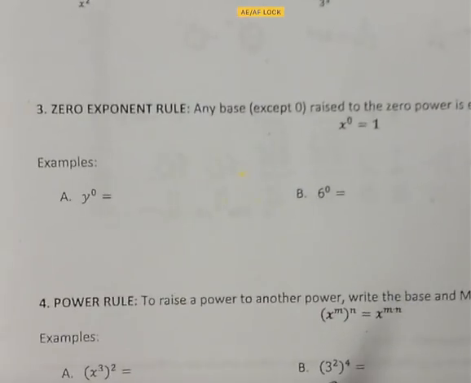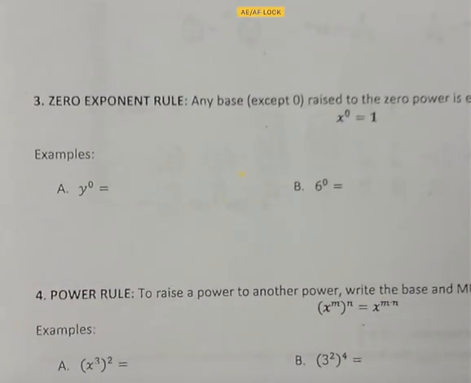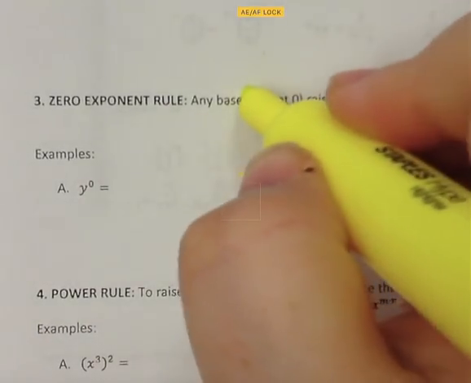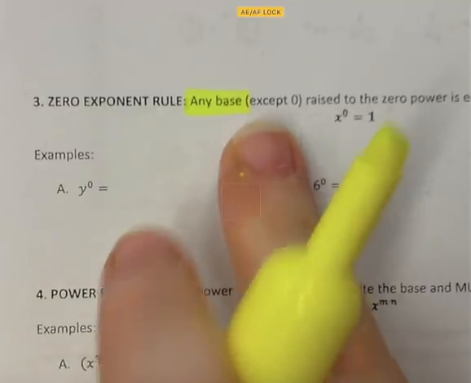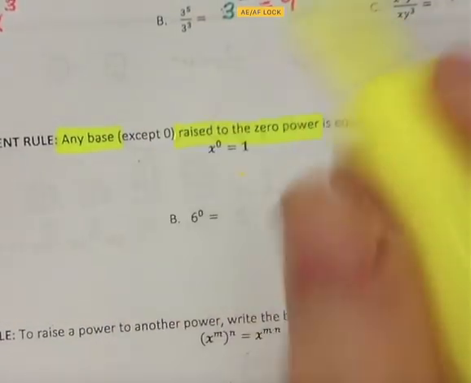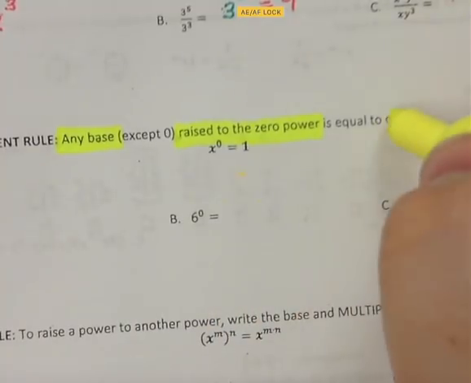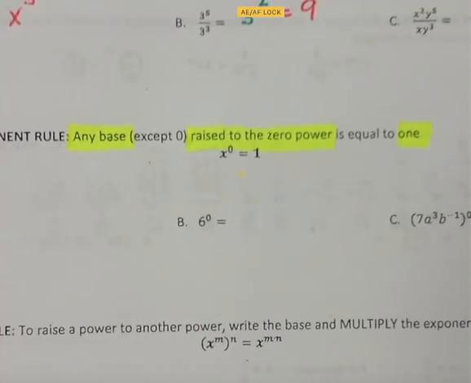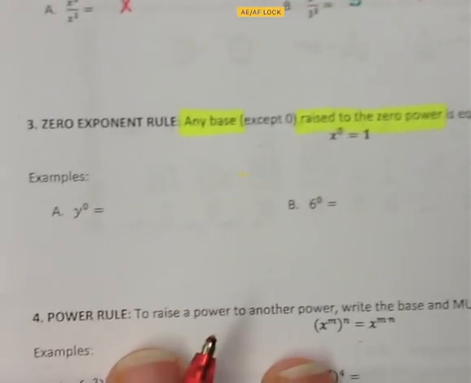The next rule is the zero exponent rule. The zero exponent rule states that any base except 0 raised to the 0 power is equal to 1. So what you have to be careful about is what is raised to the 0 power. You have to actually check to see what that exponent is connected to.